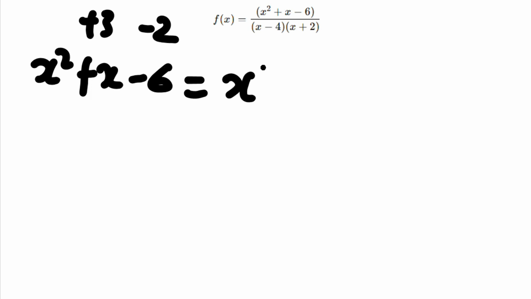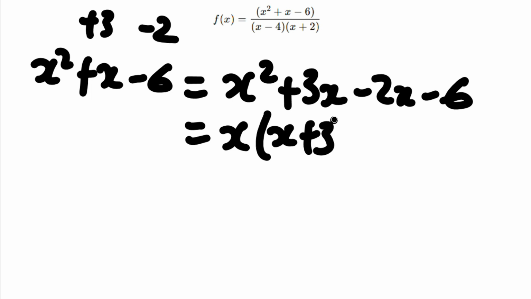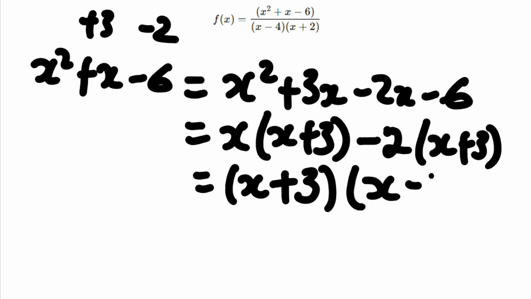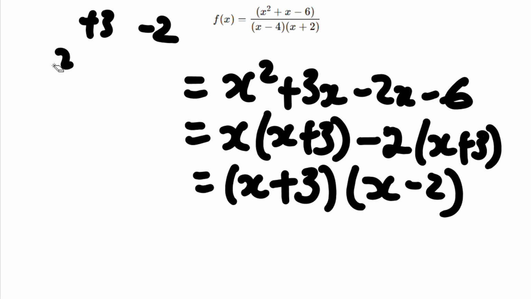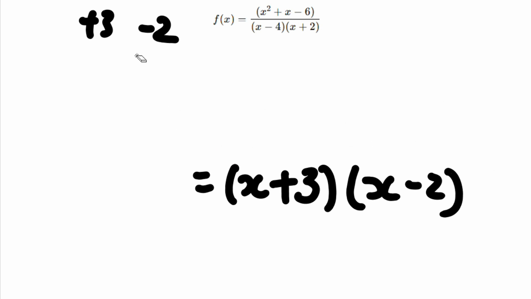It becomes x squared plus 3x minus 2x minus 6. If you factorize this, you are going to have x into bracket x plus 3, minus 2 into bracket x plus 3. The factorization now leads you to x plus 3 multiplying x minus 2. So we have factorized the numerator now. Let me clean this side. The actual function that we have here after doing the factorization is something of this sort.